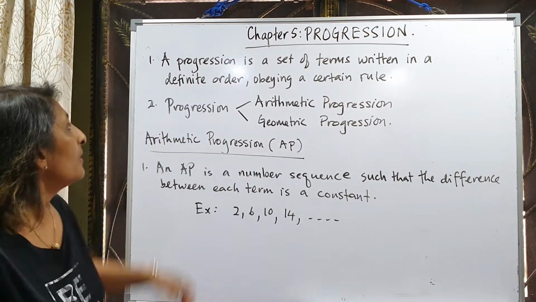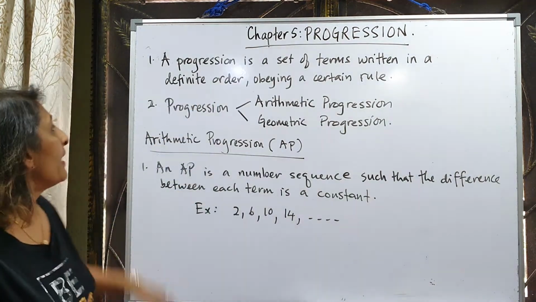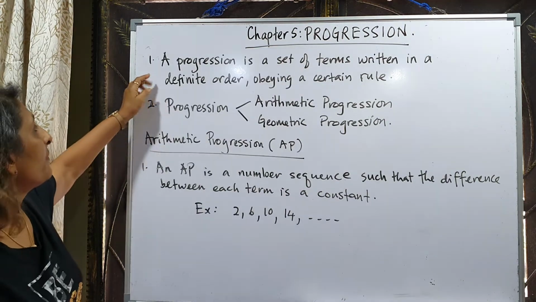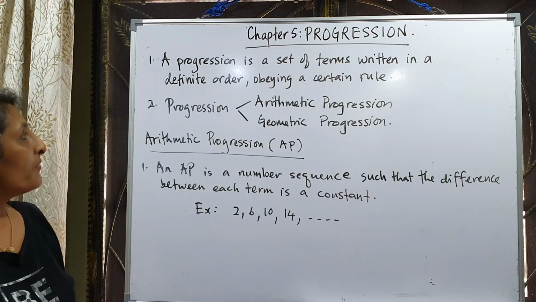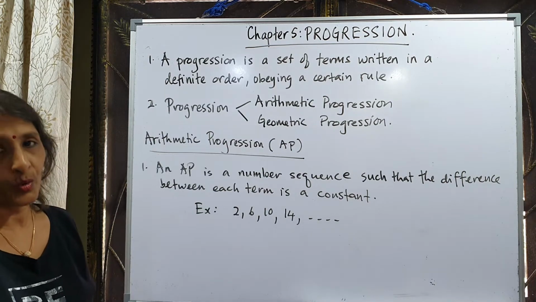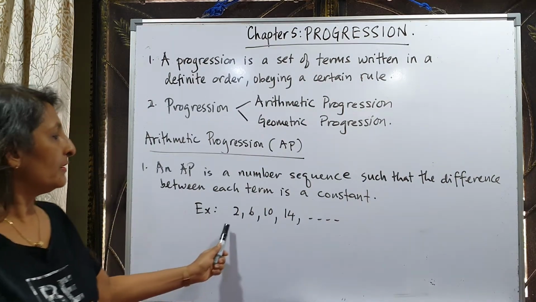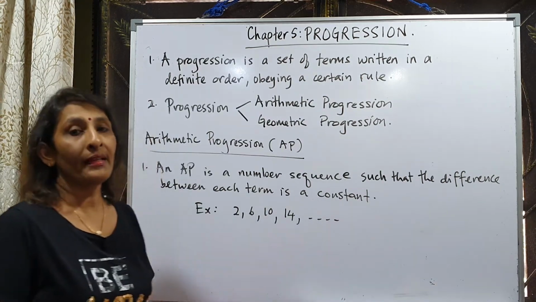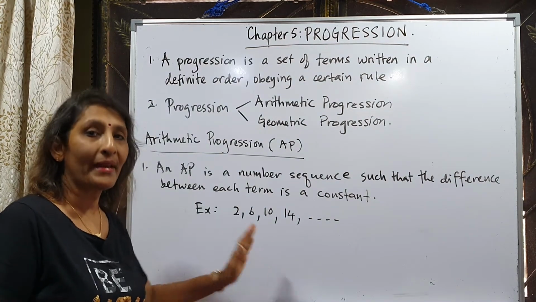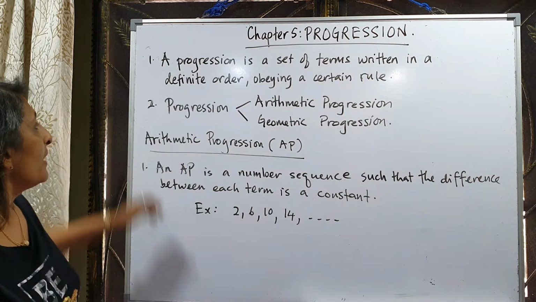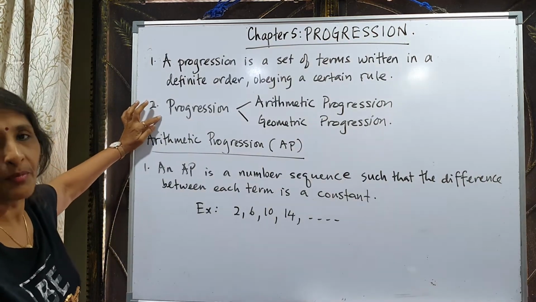In the chapter of progression, the definition of progression is a set of terms written in an indefinite order obeying a certain rule. That means you have a row of numbers, and these numbers are not just randomly put, they have a certain pattern to it. Then we have two types of progressions.